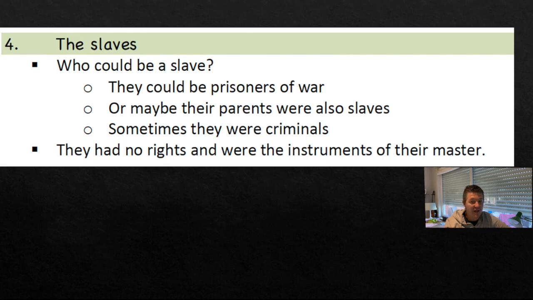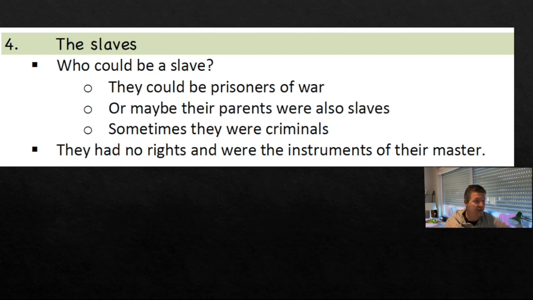We need to talk about the slaves, of course. How did you become a slave? What had to happen in your life before you became a slave? Well, you could have been a prisoner of war. So if your side loses, if you attacked Egypt, for example, and you lose, this means that they would turn you into a slave. They would sell you on the slave market, just like a thing. They would put a price on your head, and someone had to pay it.